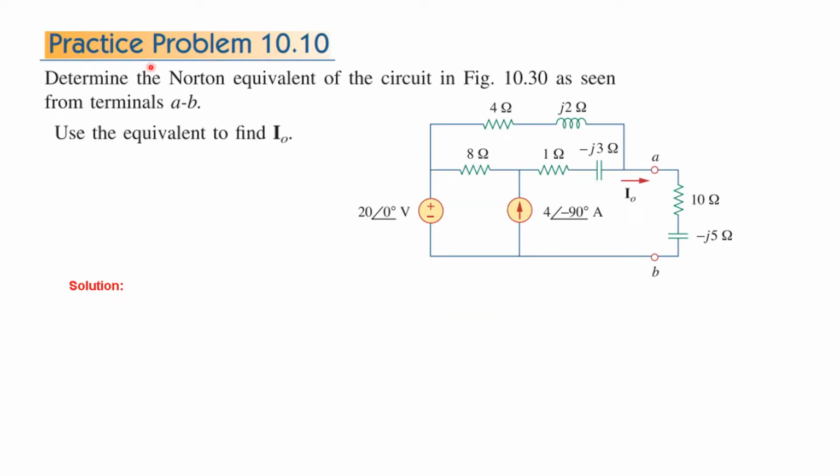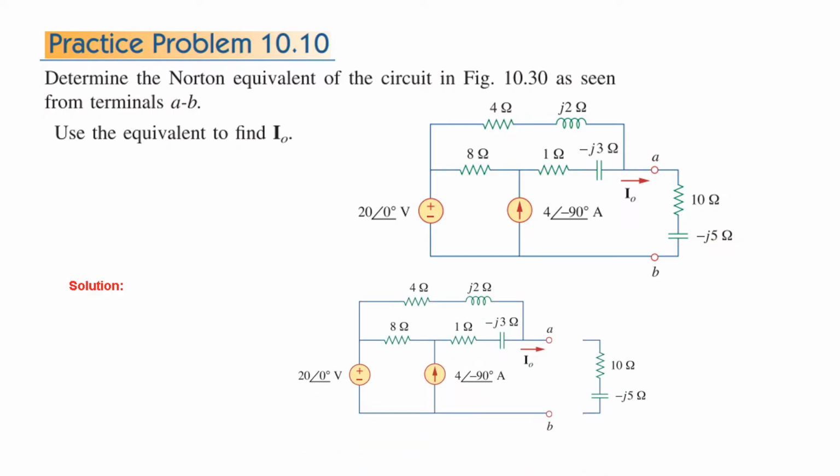Okay, now the problem here is to determine the Norton equivalent circuit for the figure, as seen from the terminal AB. So this is the AB terminal. From here, the left is our Norton equivalent circuit, and then we have to use the equivalent circuit to find current I0. This current I0 is through this portion, which we'll call the load.